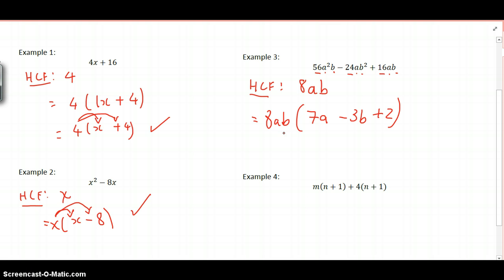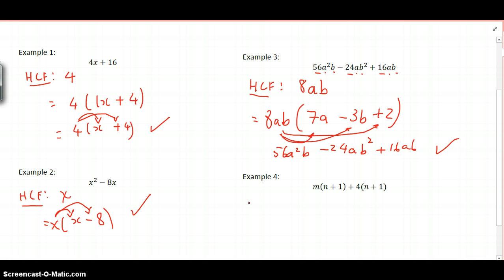Now we need to double check our answer is correct by expanding again. What is 8 times 7? 56. What is A times A? A squared. And do we multiply that B with anything there? No, so we just tack it on. And the next step is what is 8 times minus 3? That is minus 24. A times nothing there, it just tacks on. And B times B is B squared. And the last thing is this will give us 16AB. So therefore, we know our answer is correct.